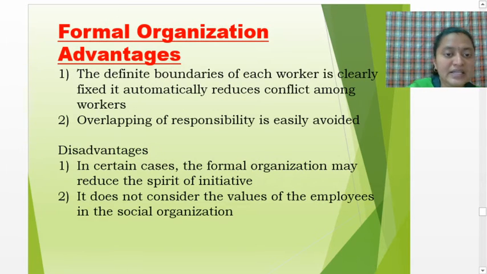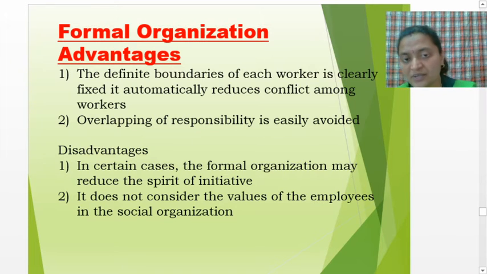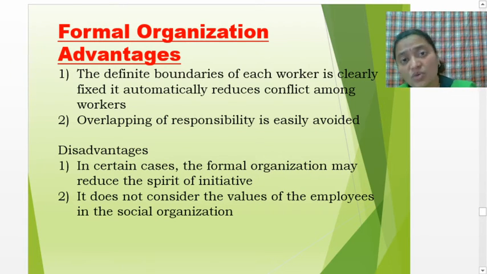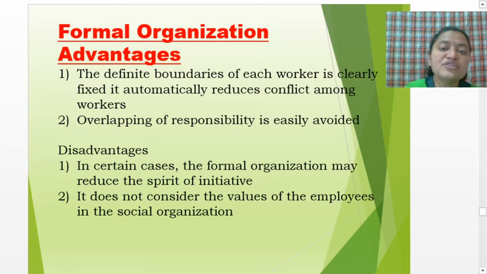Then next we can study the advantages and disadvantages of formal organization. The first one: the definite boundaries of each worker are clearly fixed. It automatically reduces conflict among the workers. What do boundaries of each worker mean? As you have studied, in the formal organization definite rules and regulations will be there and all the duties will be fixed.